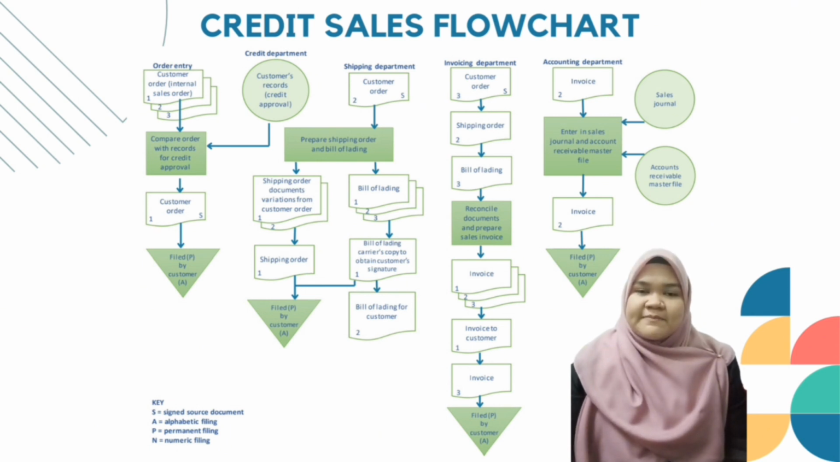Next, for the shipping department, the customer order will be processed for shipping and a bill of lading provided to the customer, and also filed in the permanent file. Next is the invoicing department, which provides the invoice for the customer, also to be kept in the permanent file. And lastly, the accounting department will enter the invoice transaction in the sales journal and receivable master file.